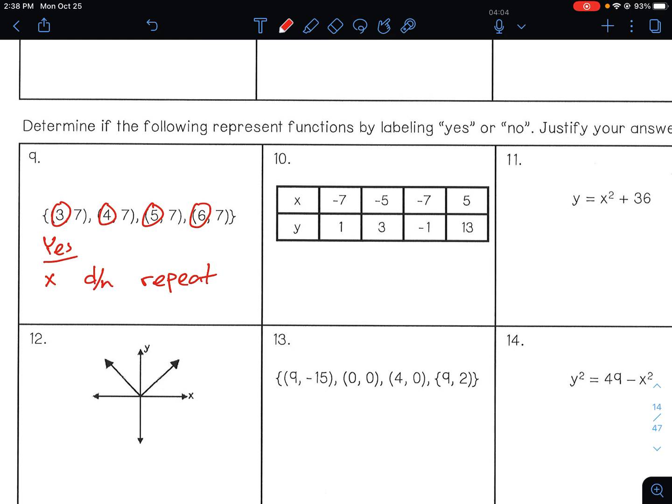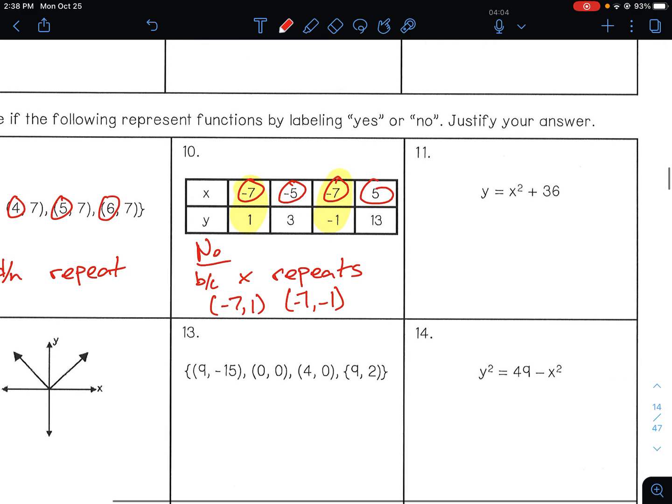Number 10. Again, same rule applies for a table. Do we have any repeating x's? -7, -5. Oh, we do. We have this repeating -7. So that means it is not a function. No, because x repeats. And then we should give which points it repeats at, -7, 1, and -7, -1.